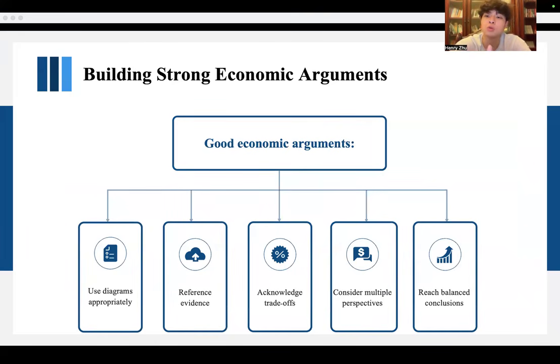So how do you build a strong economic argument? First, use the appropriate diagrams when they help you explain your reasoning. Second, support your points with evidence and real-world examples. Third, acknowledge trade-offs. Almost every policy creates both benefits and costs. Fourth, consider multiple perspectives. Try to understand why reasonable people might disagree. And finally, reach a balanced conclusion. The strongest economics arguments are rarely extreme. They're thoughtful, evidence-based, and recognize complexity.